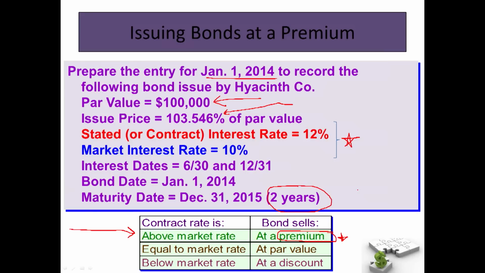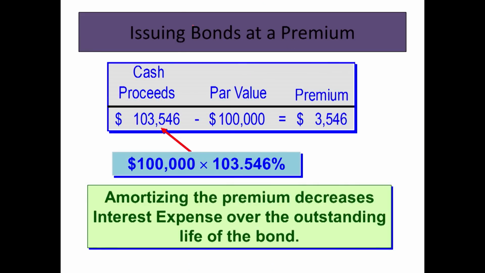Well, let's go through and do the journal entries for this bond at a premium. First, the cash proceeds. The cash proceeds are the par value of $100,000 times 103.546%. Now, I'll give you that number. You don't have to worry right now about how I get that number. So the cash proceeds are 103.546. So we're just selling this at a premium, folks.